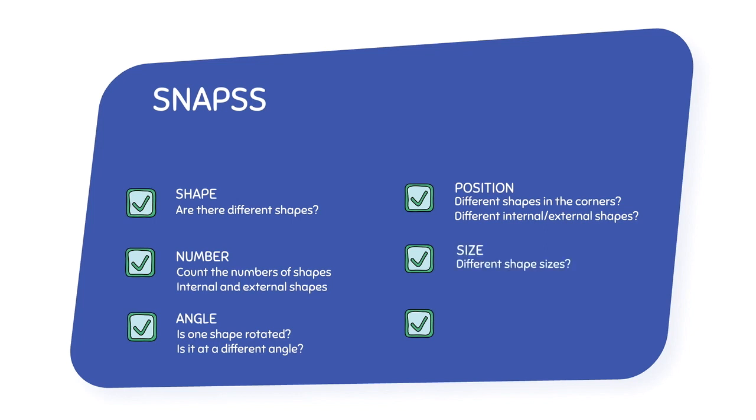Next, think about size. Are there different shape sizes? Shading. Very important to look to see if there are different coloured shapes. This can also link in with number. Are there the same number of shapes of each colour? Are they different? Is there a pattern? Think about the colour and shading of internal versus external shapes. Or are the lines or edges of external shapes or large shapes dashed or a different colour? If you think through all of these things methodically, you should be able to answer any odd one out question.